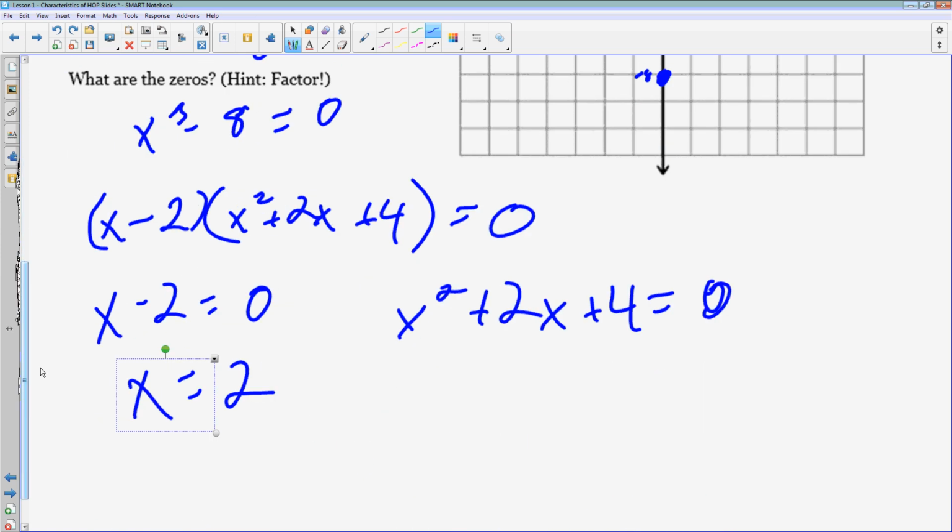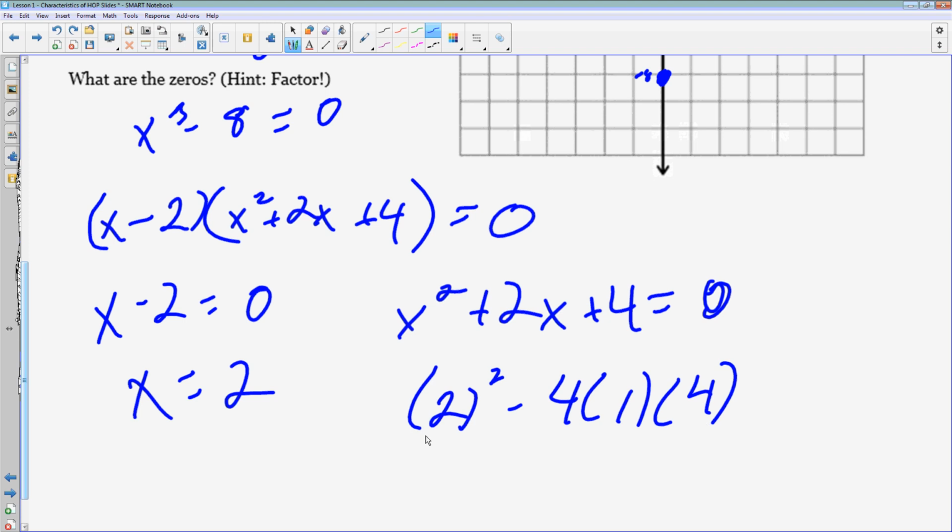Okay, and then this one, this won't factor for you. But we have learned that we have some other options. We could try to complete the square. We could try to use the quadratic formula. Probably the quadratic formula is going to be our best bet. So let's find our discriminant first. b squared minus 4 times a times c. So 4 minus 16, that's going to get me negative 12.